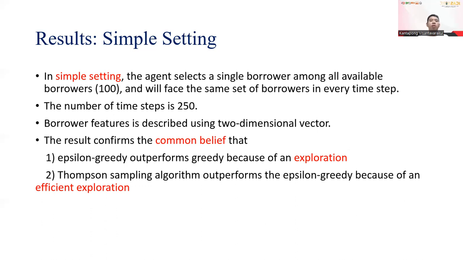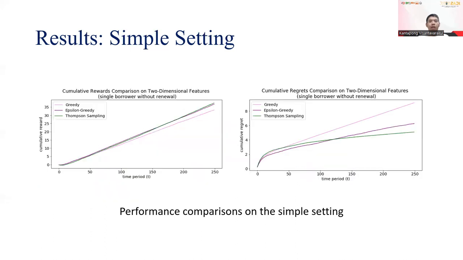And second, the Thompson sampling algorithm outperforms the epsilon greedy because of efficient exploration. This is the common thing that we see in the reinforcement learning literature. Okay, and this one shows the result. We can see that the greedy algorithm has the lowest cumulative reward, which is represented by the light pink color here. And we see that the greedy algorithm has the highest cumulative regret.